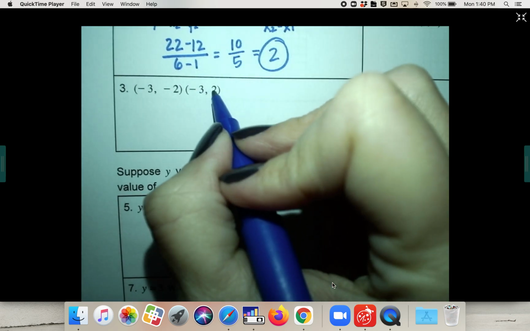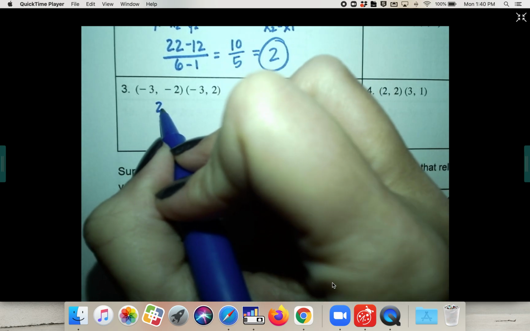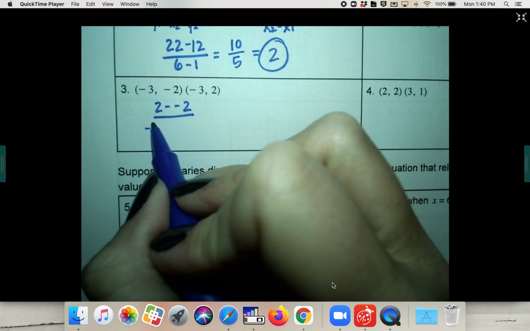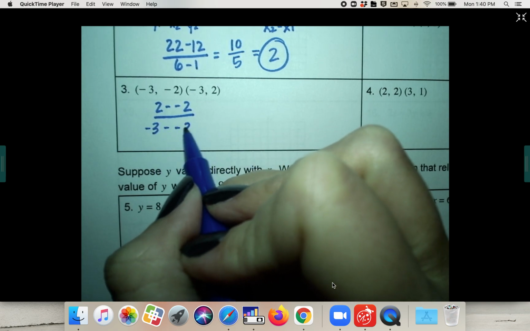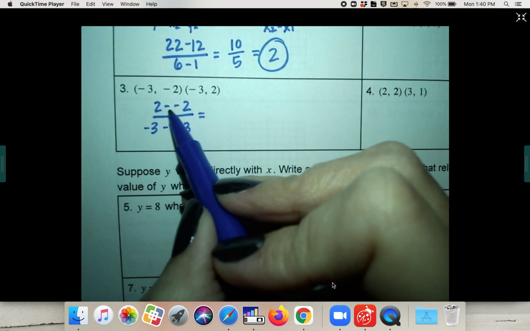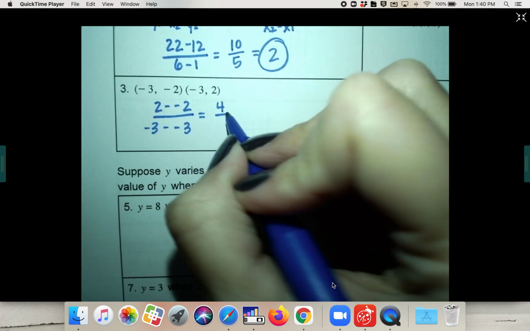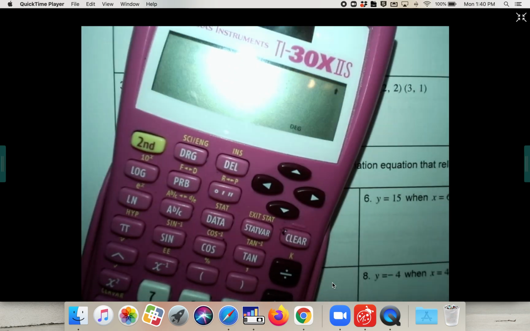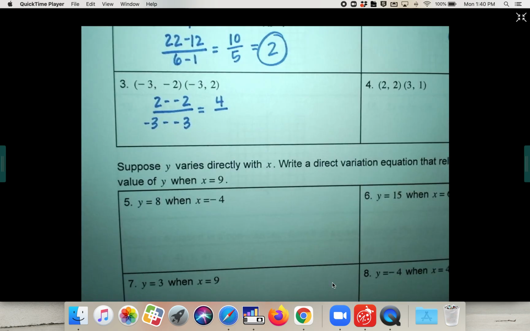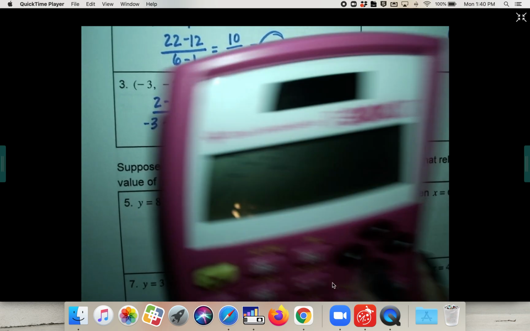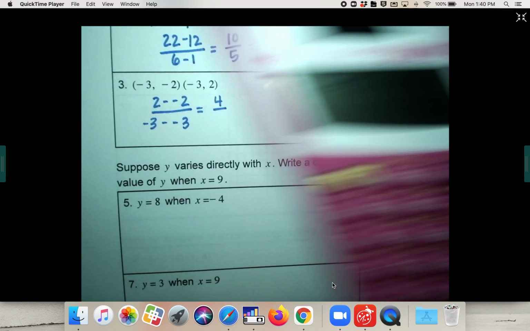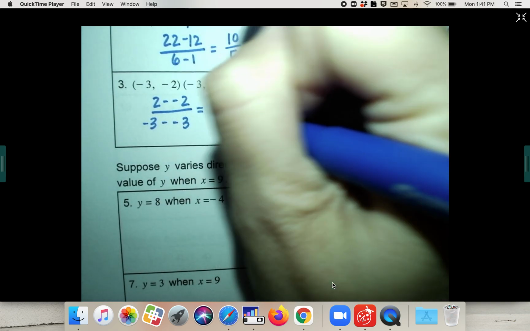Number 3 is y2 minus y1 again, 2 minus negative 2. There's just several of these to practice. Negative 3 minus negative 3. Again, be sure you're getting all the minuses and negatives written down. That would be 4. If you don't believe me, please put it in your calculator. 2 minus negative 2. Negative 3 minus negative 3. There's no reason not to use your calculator. 0.